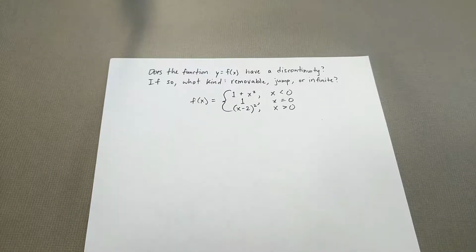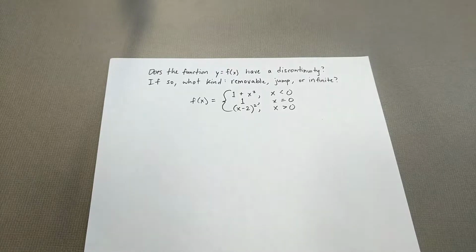So today I want to talk to you about CERs in math, claim evidence reasoning. If you've been going to this school for a little while, you've probably done these in your math class, and you've definitely done them in your science classes as well. But if you're new to this school, or maybe you've forgotten, here's a reminder. So today we're going to do a claim evidence reasoning problem. The question is, does the function y equals f of x have a discontinuity? If so, what kind? Removable, jump, or infinite?